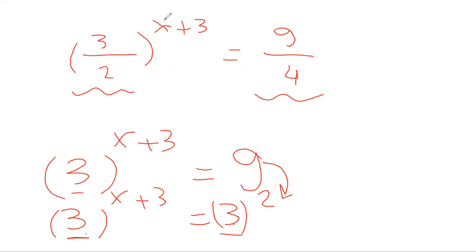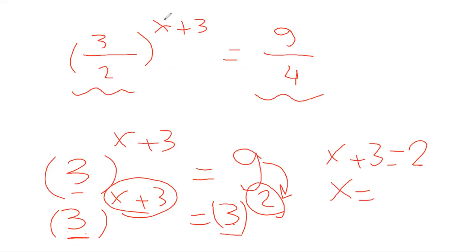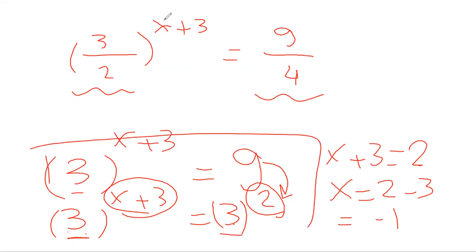So now the bases are equal, so the powers will be equal. x plus 3 equals 2. So x here equals 2 minus 3, equals negative 1. So in this case, x here equals negative 1. The same we did here, I can do it in this one. 3 over 2. Here notice, this is 3 over 2.